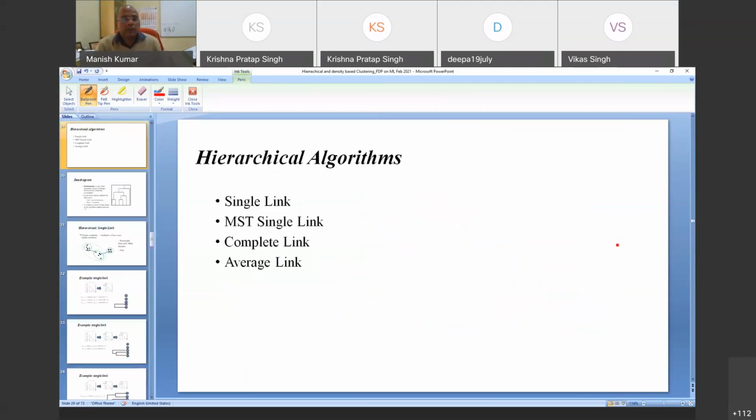Algorithms like single link, minimum spanning tree single link, complete link, and average link are the hierarchical algorithms.